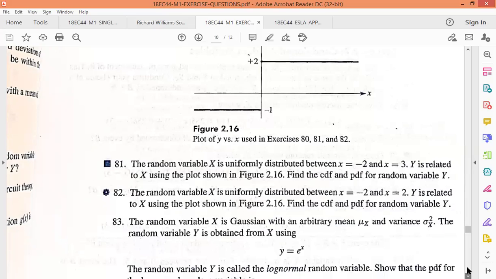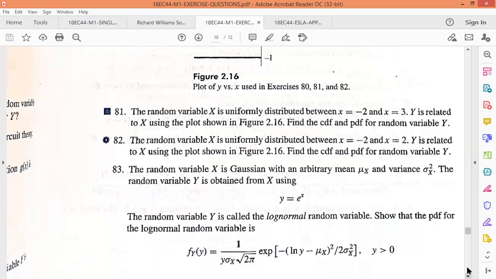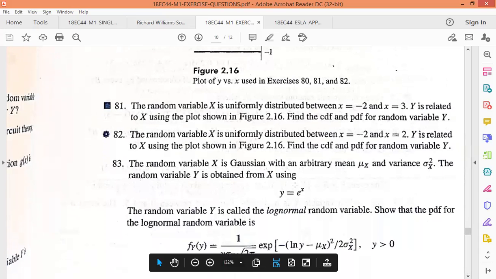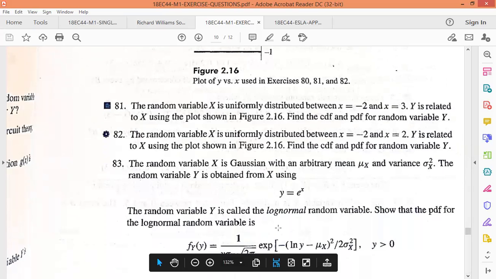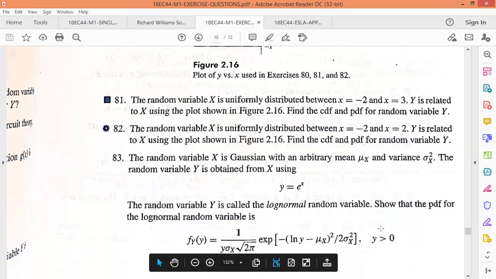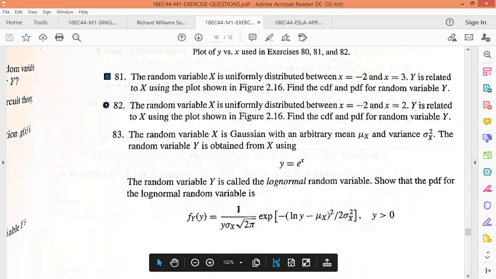And similarly, if you see the 83rd problem, you can see that the random variable x is a Gaussian with an arbitrary mean mu x and variance sigma x square. The random variable y is obtained from x using the equation y is equal to e to the power x. Here the random variable y is called a lognormal random variable, and we are asked to show that the PDF for the lognormal random variable is given by this equation. The equation seems very large, but whatever the question being asked, it will take nearly 2 to 3 lines of solution.